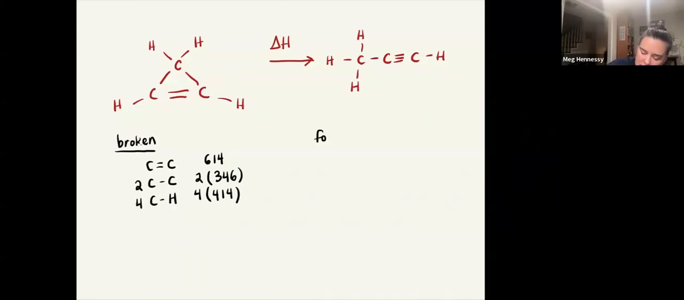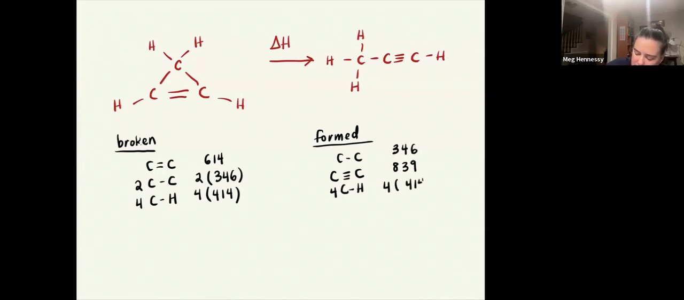And over here in the products, I'm thinking about forming 1 CC, 1 C triple bond C, and 4 CHs. The CC has a bond enthalpy of 346. The C triple bond C has a bond enthalpy of 839. And the 4 CHs each have a bond enthalpy of 414. So the delta H for this reaction is going to be the sum of all of the broken minus the formed.